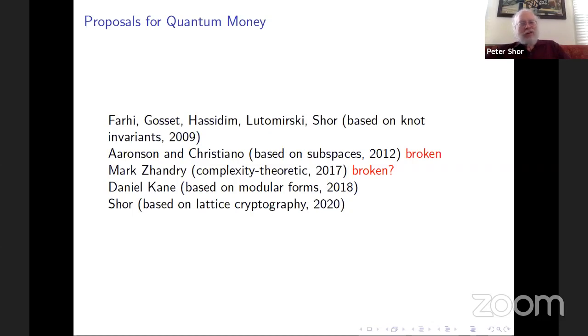Daniel Kane last year, or 2 years ago now, proposed something based on modular forms, and I discovered this new scheme in November when I was writing up an inferior scheme to send off to STOC. I discovered you could do a lot better, but of course I couldn't write up a completely new paper in 1 week, so I didn't send it to STOC.